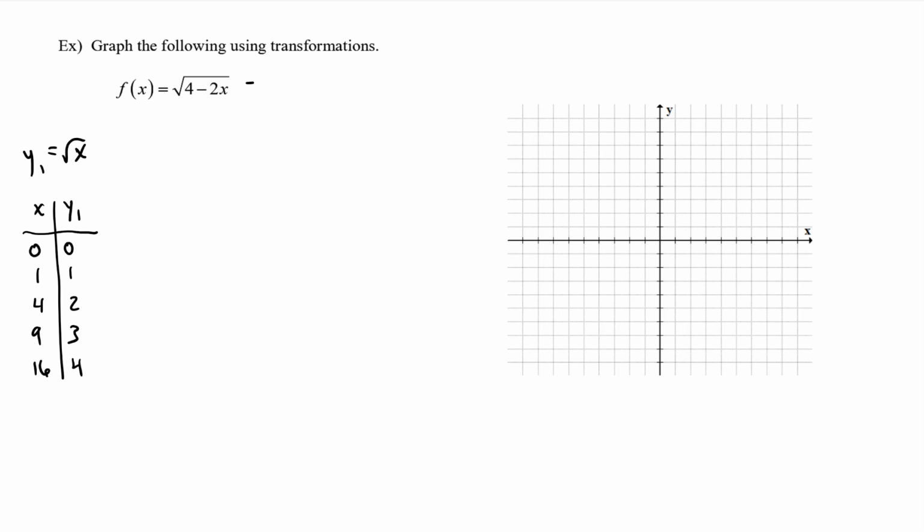Now, notice we have x is being multiplied by 2 or negative 2 and then having 4 added to it. So it's got two things going on. It's got some sort of horizontal stretch and compress as well as a horizontal shift. So anytime you notice that there's a stretch compress with x and a horizontal shift, then to make your job easier, you're going to want to factor out the coefficient of x.